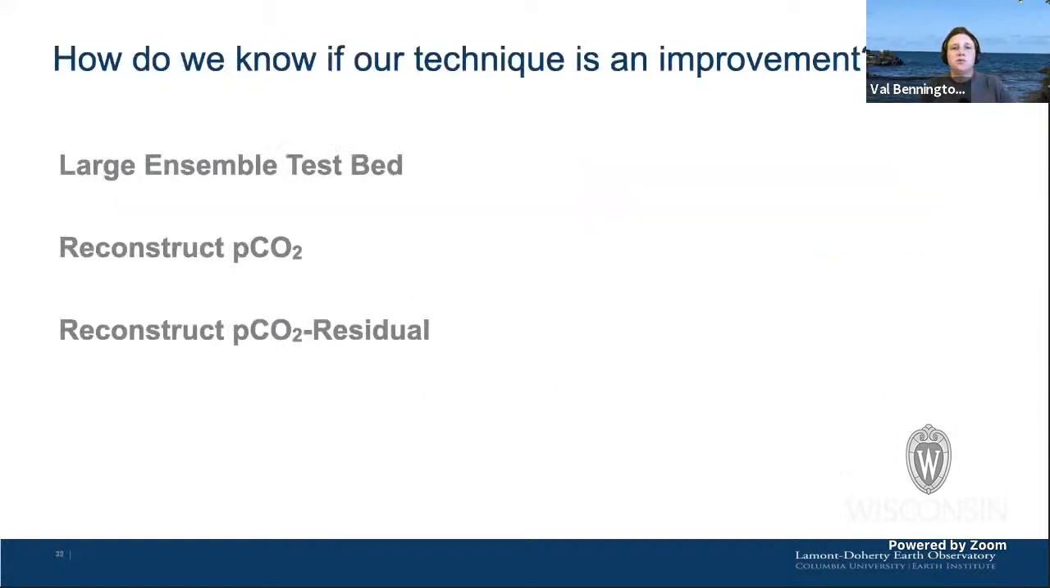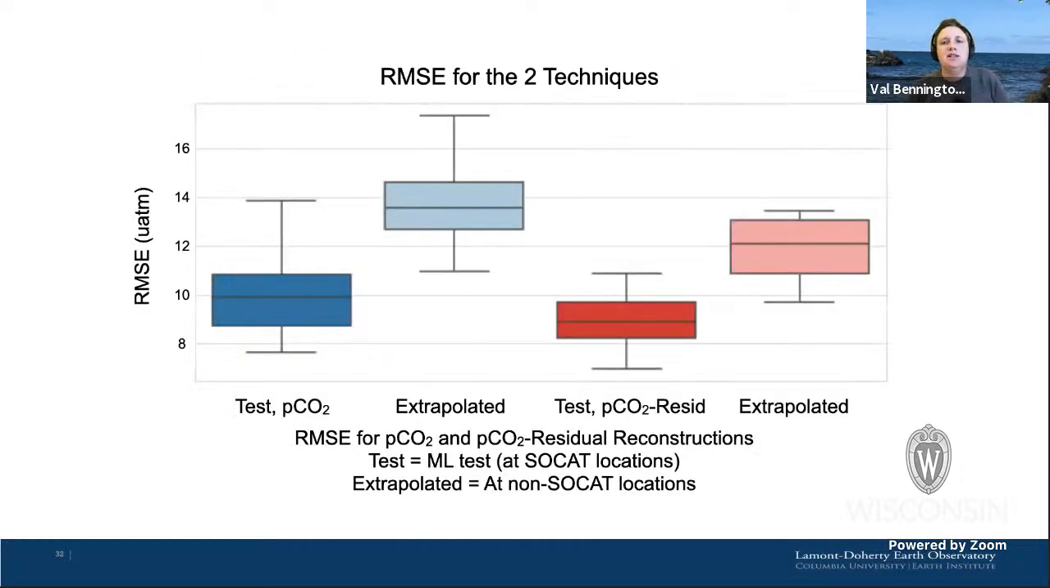How do we know if it's an improvement, if our technique is any better than previous techniques? And so we are initially, as I said before, using that large ensemble testbed to build our techniques. So we are evaluating our techniques within it. And in that, we build XGBoost to reconstruct PCO2 in one scenario. And then we also use XGBoost to reconstruct this residual instead. So two separate experiments here. And we'll evaluate the root mean square error for these two techniques.